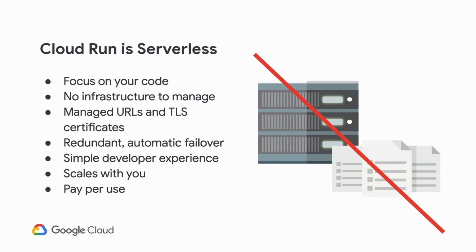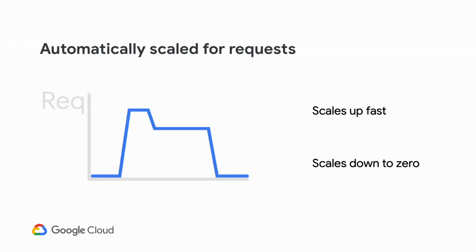Cloud Run also handles the redundancy and failover strategy. Again, it's very simple in terms of developer experience. You just provide a Docker container, and that's it. You just run it. It will auto-scale as your workload increases, and you just pay per use. I'm going to explain a little bit on these two.